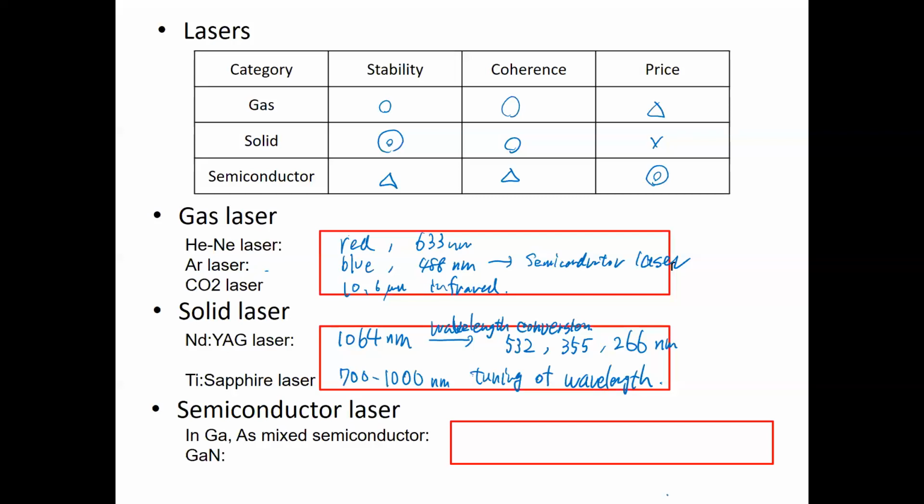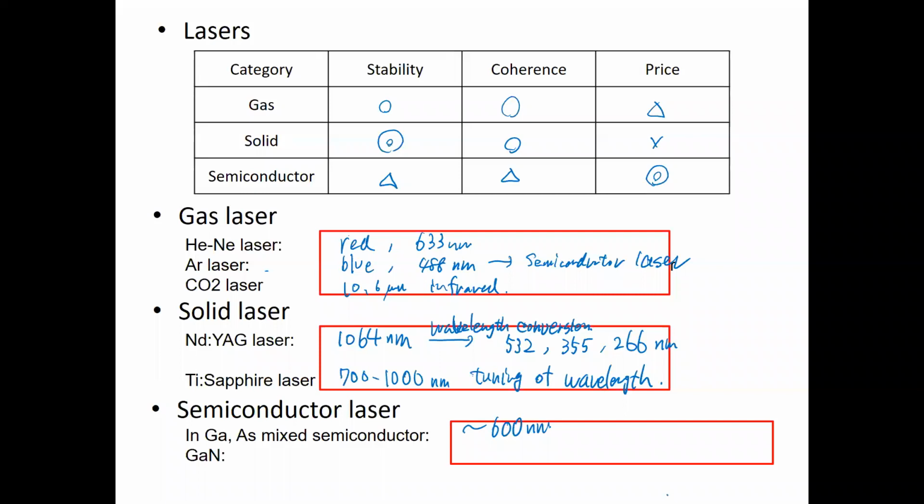As semiconductor lasers, we usually use a mixture of indium, gallium, and arsenic. By changing the mixing ratio, you can tune the wavelength region. Typical wavelength is around the red region. And these days, there are really many varieties of the wavelength region.